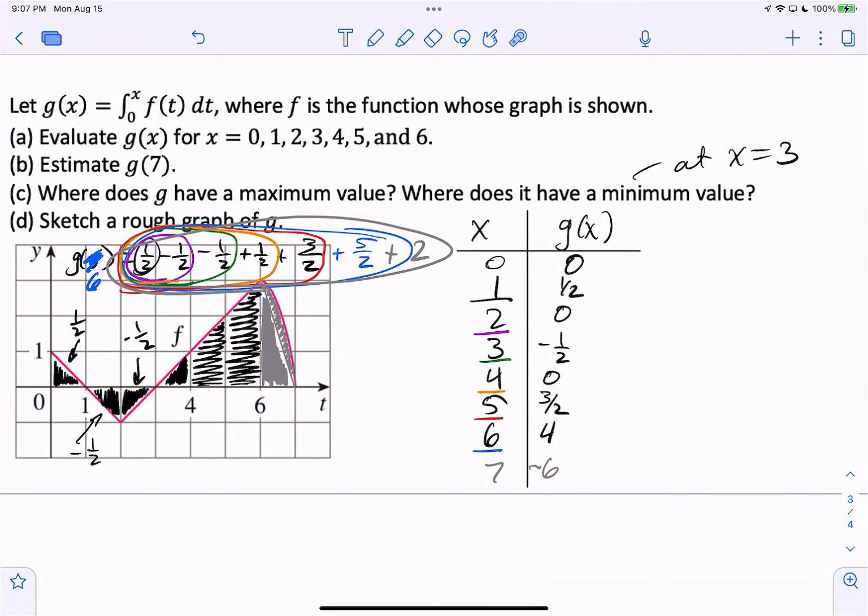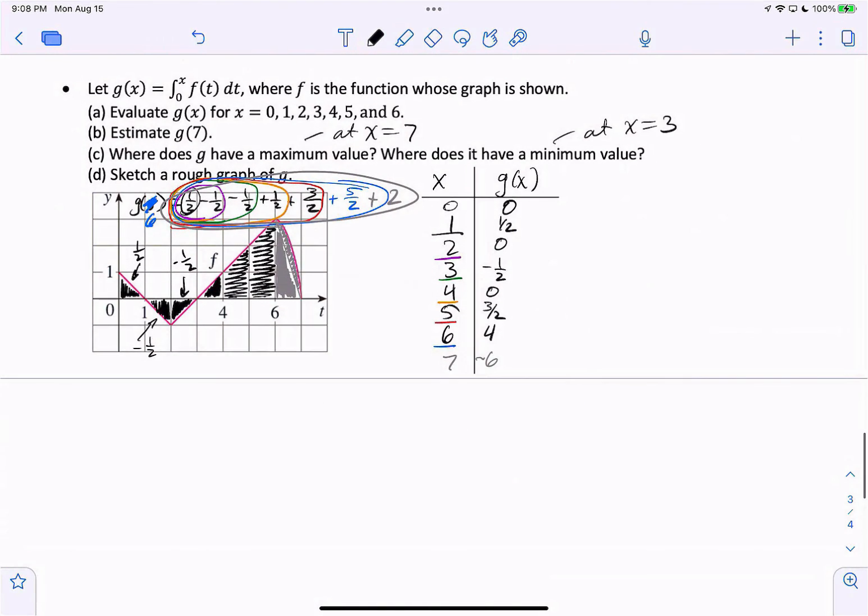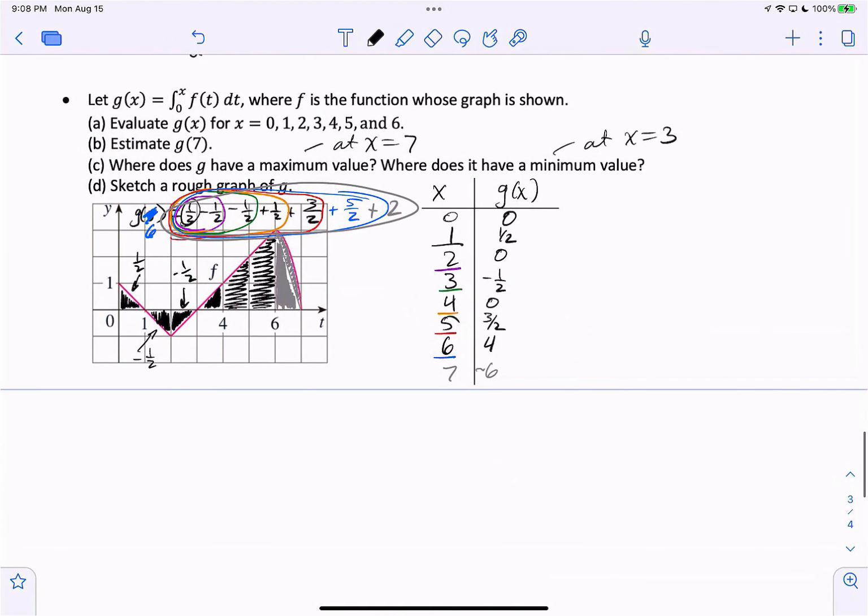Where does g have a maximum value? Sorry about that. Looking at all these numbers, the maximum value is about 6, and that occurs when x is equal to 7. So g has a maximum value at x equals 7. And then we're to sketch a rough graph of g.